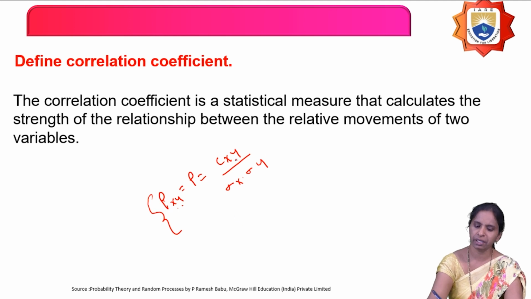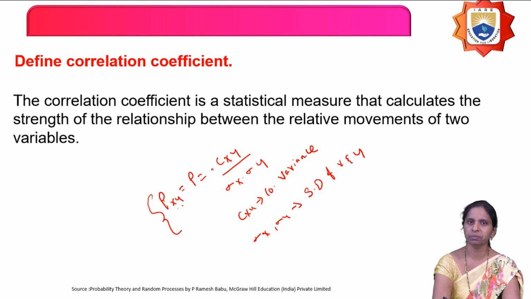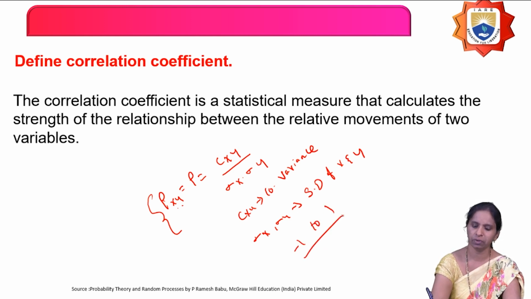So what is Cxy here? Cxy is nothing but the covariance of the two random variables. And what are sigma x and sigma y? They are nothing but the standard deviations of the two random variables x and y. And moreover, the correlation coefficient will always be between -1 and 1.